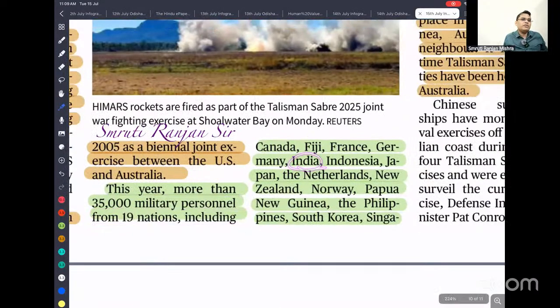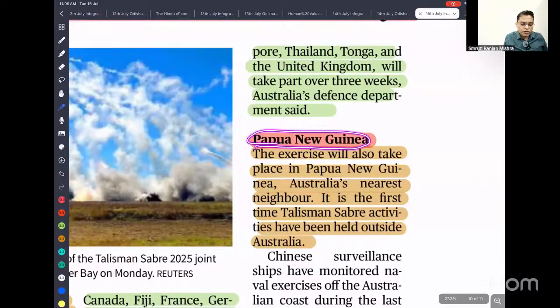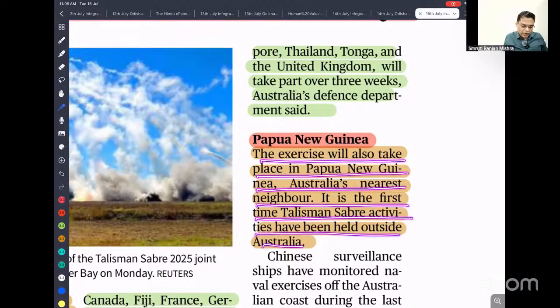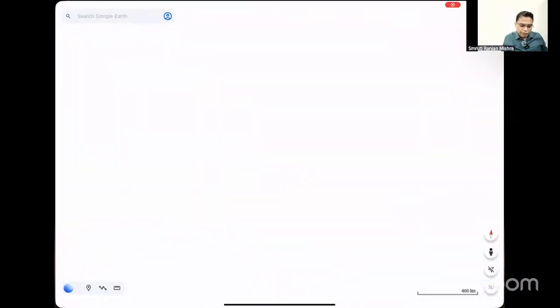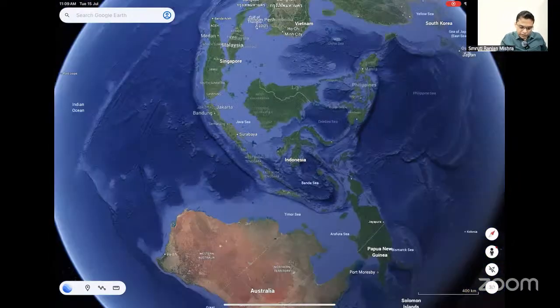So they can combine all these things and ask a very good question in your prelims also. Where is the exercise going on? Papua New Guinea. So where is Papua New Guinea? You have to map this location. The exercise will also take place in Papua New Guinea, Australia's nearest neighbor. It is the first time Talisman Sabre activities are taking place outside. So you just open this map. You can see Papua New Guinea is located here only. Yes, here, Papua New Guinea.